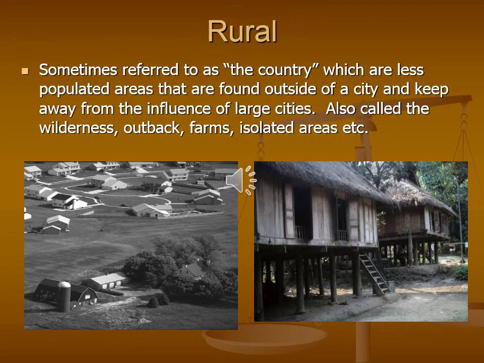Rural. Sometimes referred to as the country, it means the countryside, which are less populated areas that are found outside of the city and keep away from the influence of large cities. Also, it is called the wilderness, outback, farms, isolated areas, etc.